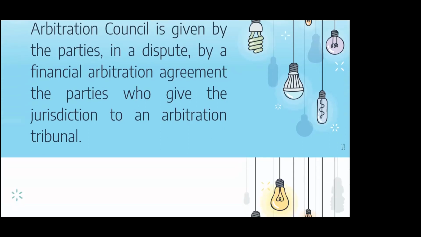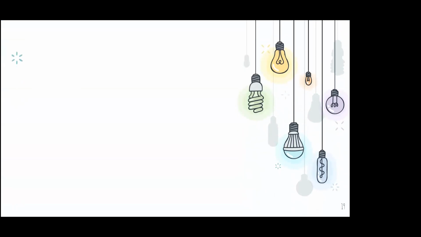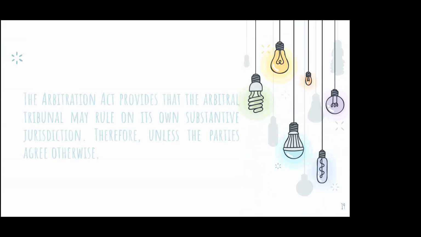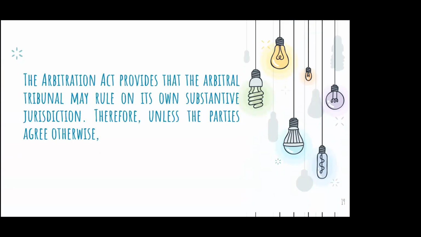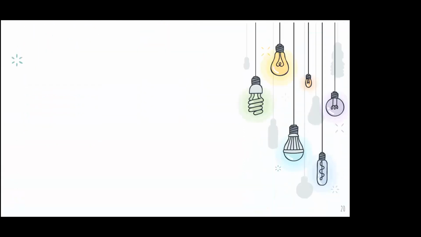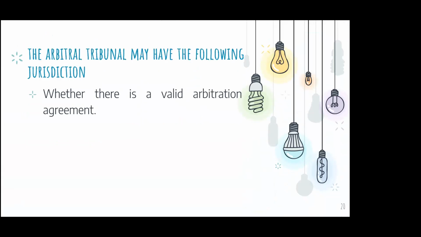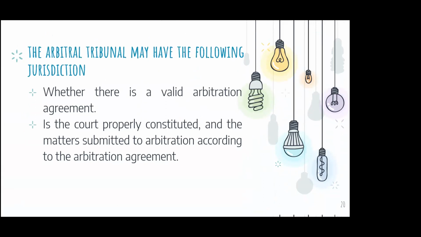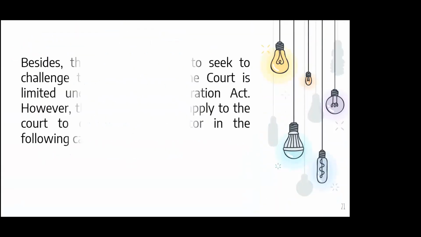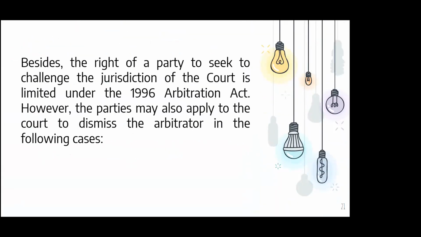The Arbitration Act also provides that the arbitral tribunal may rule on its own substantive jurisdiction. Therefore, unless the parties agree otherwise, the arbitral tribunal may rule on whether there is a valid arbitration agreement, whether the tribunal is properly constituted, and whether the matter submitted to arbitration is in accordance with the arbitration agreement. Besides, the right of a party to challenge the jurisdiction of the tribunal is limited under the 1996 Arbitration Act. However, the parties may also apply to the court to dismiss the arbitrators in the following cases.